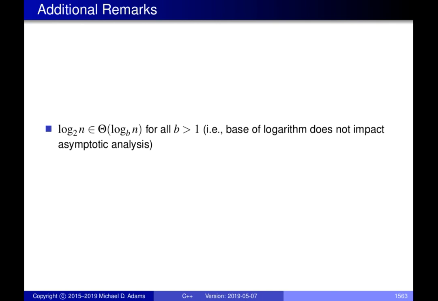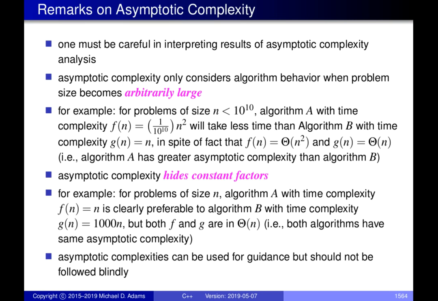When we're dealing with logs, because of the properties of logarithms, we don't really care about the number base, because if you change the base in a logarithm, it's the same as multiplying by a constant. And because asymptotic complexity analysis doesn't care about constants, it doesn't really matter. So the base is typically omitted when we're talking about asymptotic complexity.